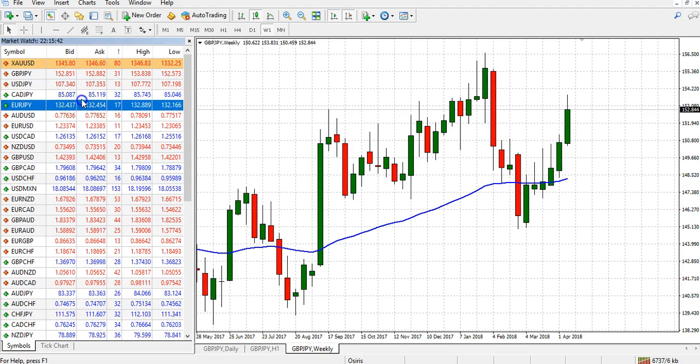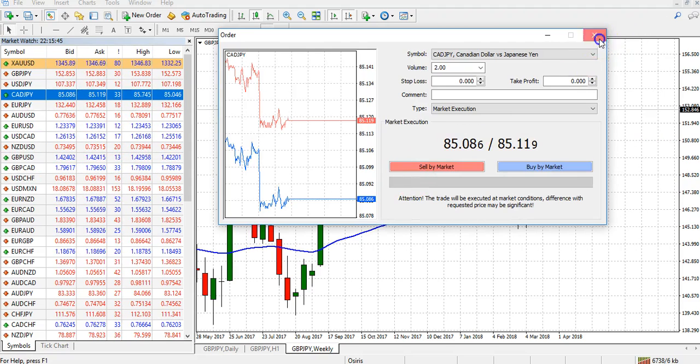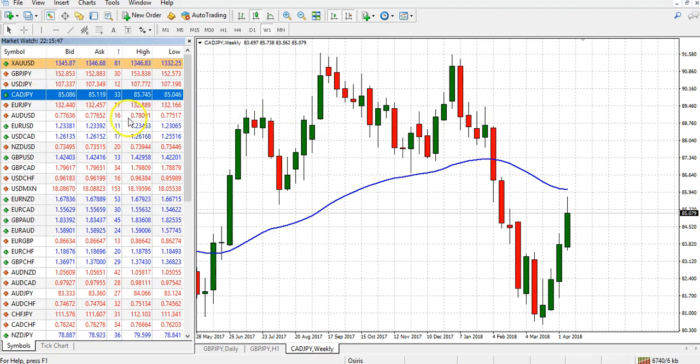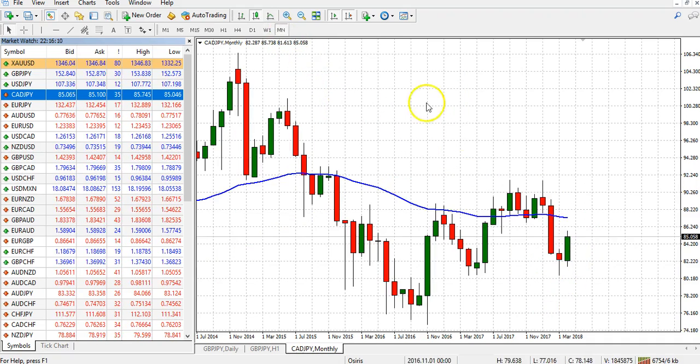One more cross that we want to take a look at, and the reason why we share this particular cross, Canadian dollar versus the Japanese yen, as we said before, looking at the price action in oil, if it keeps rising, there's no doubt it will start challenging the 86, which on the weekly chart is the 50 period exponential moving average, around 86. Now, if you take a look at the monthly chart, you will have a lot more information.